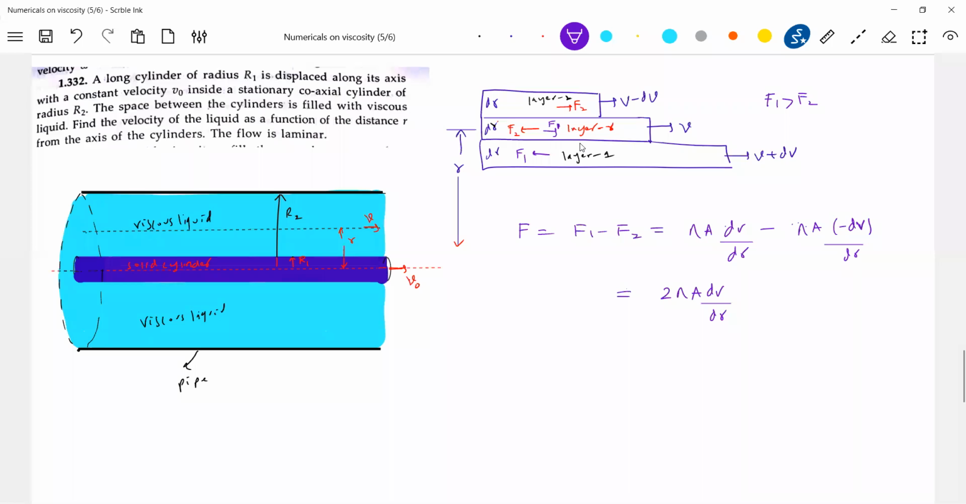What is A? What is the area? I'm going to take a cylinder of radius r and length l. What is the surface area of this cylinder? 2 pi rl. Fine. So this should be 2 eta.